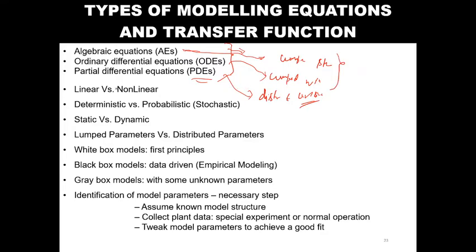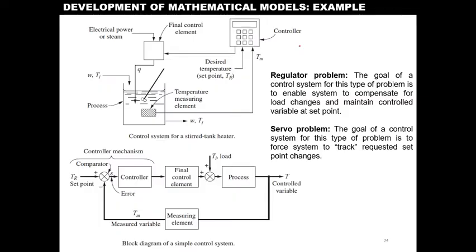Then we have discussed about the linear and nonlinear model. We will see the example of the linear and nonlinear model today also. And these are the different types of the variation in the model we have covered. We also have seen what is the difference between regulator and servo problem. In the servo problem, we are focused on the tracking, however the load is constant. In the regulator problem, the load is varying, however the set point is constant.